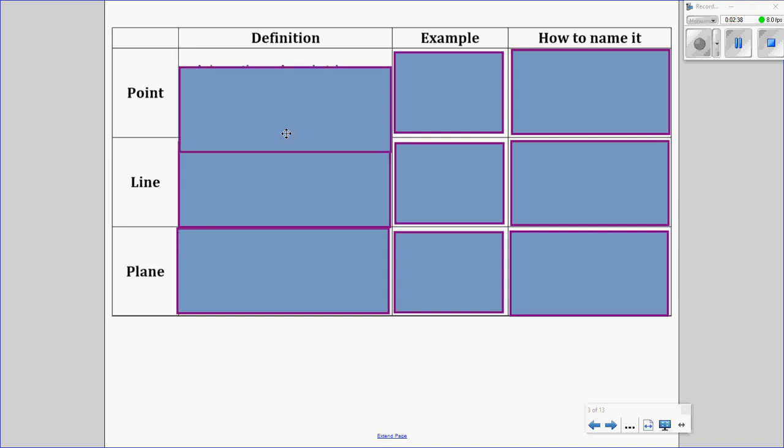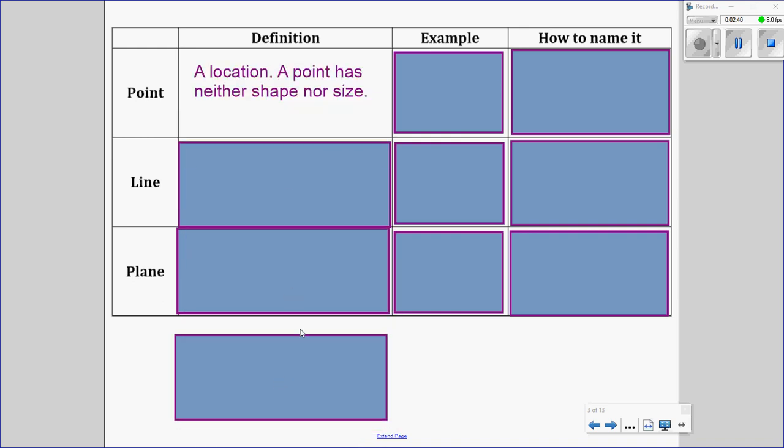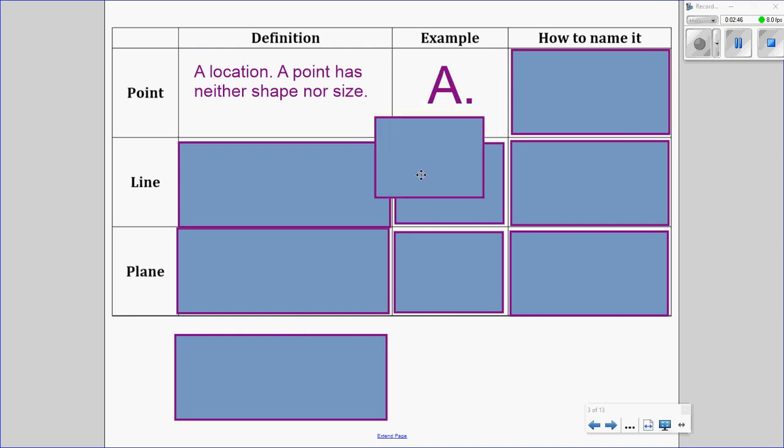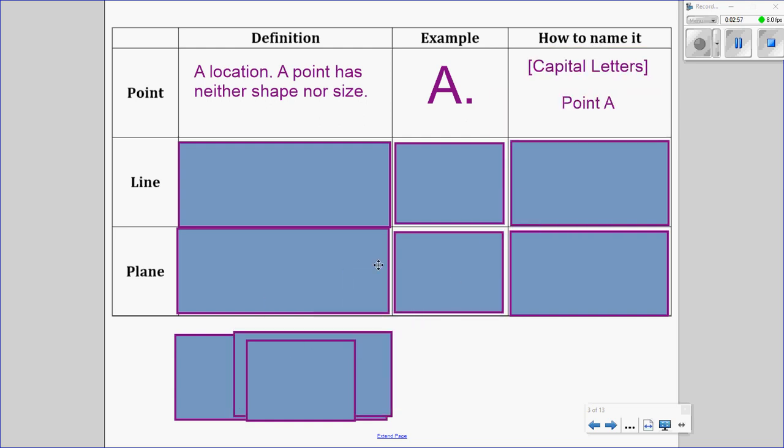So the first one is point. A location. A point has neither shape nor size. It's just a point. An example is that point there. So if you have a point, you label it point A. And this is how you would name it. Point A. So a point is just a dot, and you label it point A.